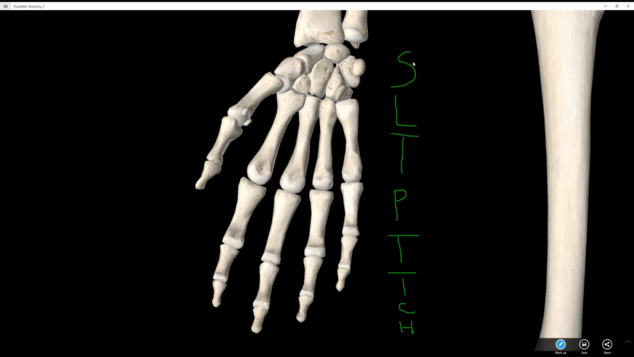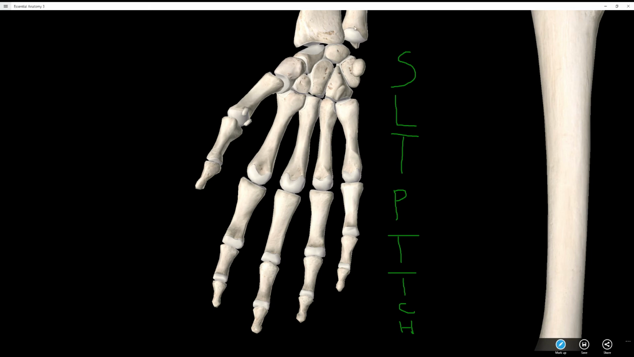Okay, and there's kind of a funny mnemonic for this. We're going to do the PG version, and that is some lovers try poetry that they can't handle. And that stands for scaphoid, lunate, triquetrum, pisiform, trapezium, trapezoid, capitate, and hamate. Some lovers try poetry that they can't handle. All right, nice.